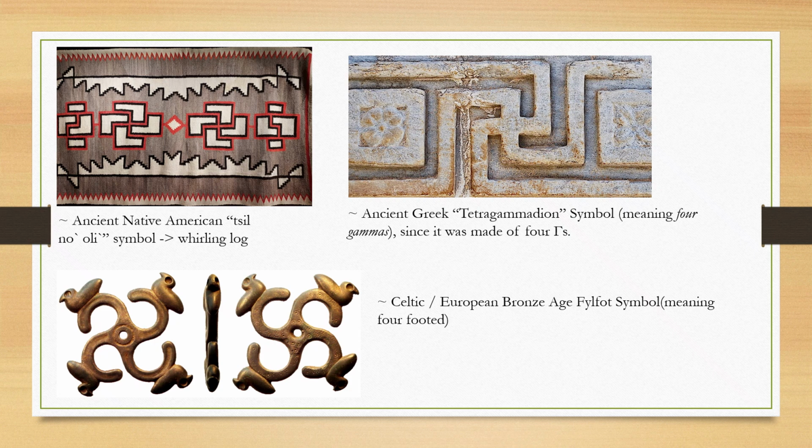We can first see here the swastik symbols in different civilizations, and you can notice one common thing in all these three civilizations: they described the swastik symbol with its physical features, not any deeper or symbolic meaning. In the ancient Native American civilization, it was called a whirling log. In ancient Greek, it was called four gammas, and in the Celtic civilization, it was called four-footed. So you can see that they are describing the physical features of the symbol, not the spiritual meaning of the symbol.